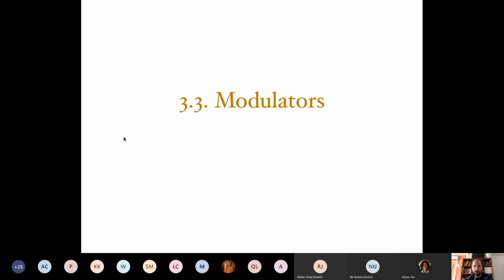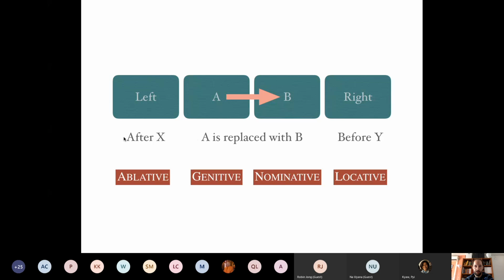Now, to conclude, I would like to introduce some items that I call modulators because they are not an intrinsic part of the operation, but they very often appear and they influence the way we understand the operation.